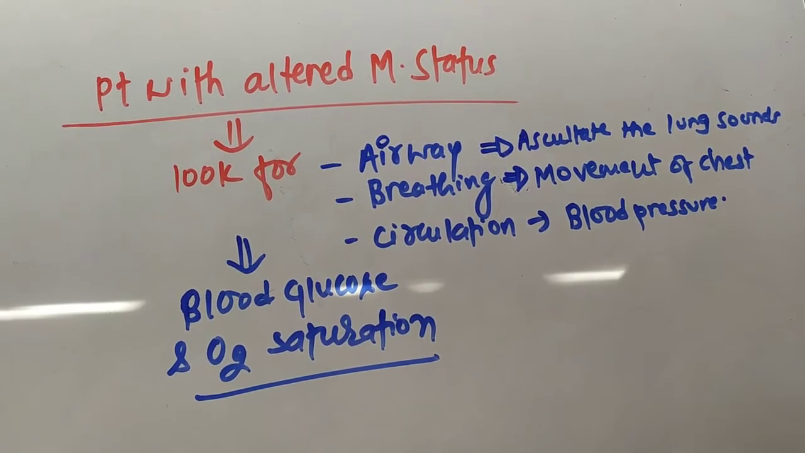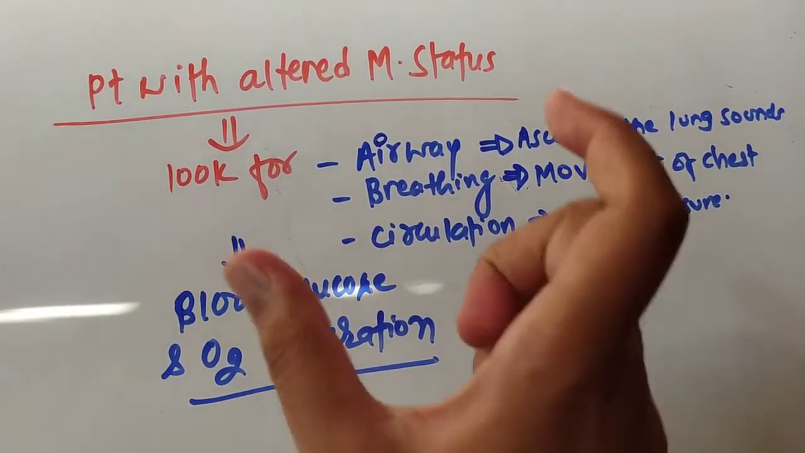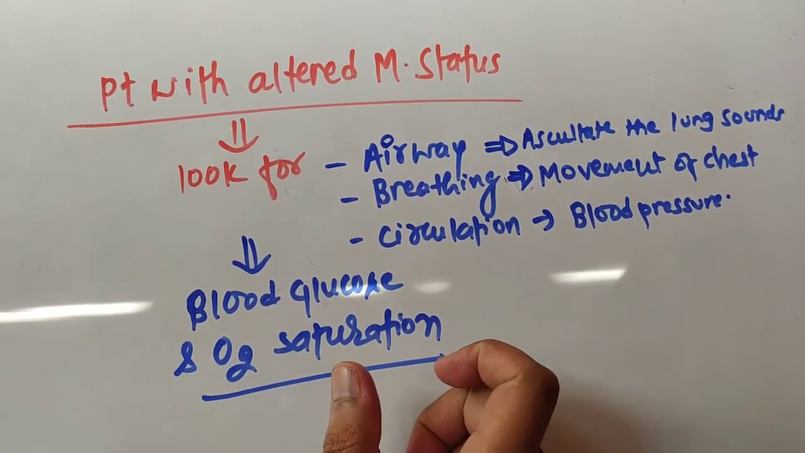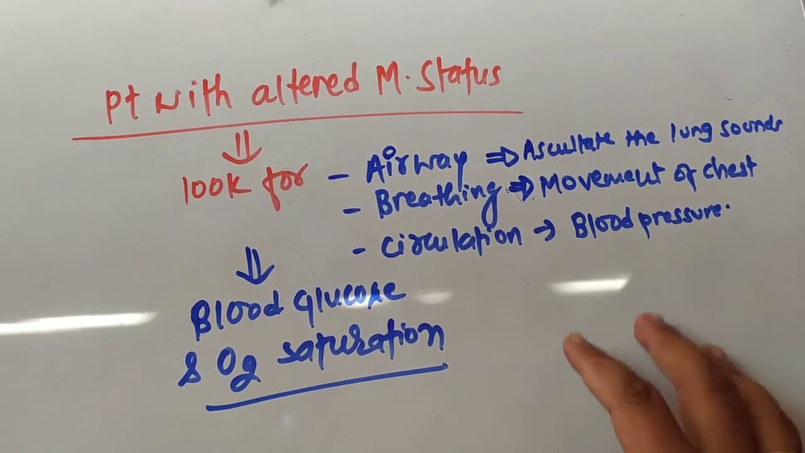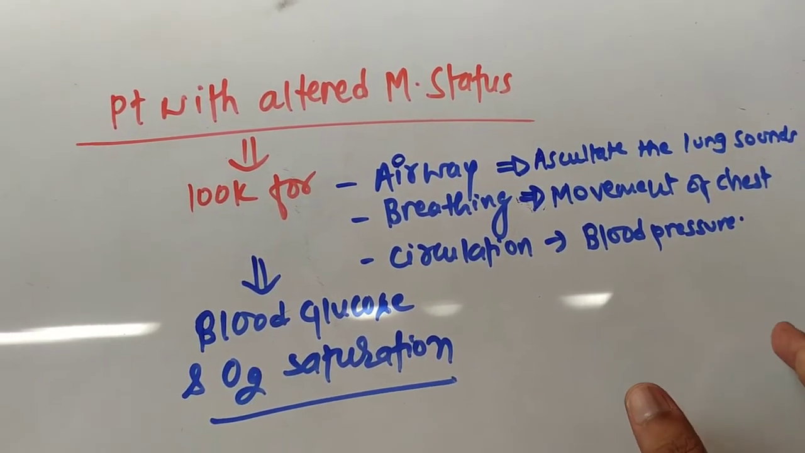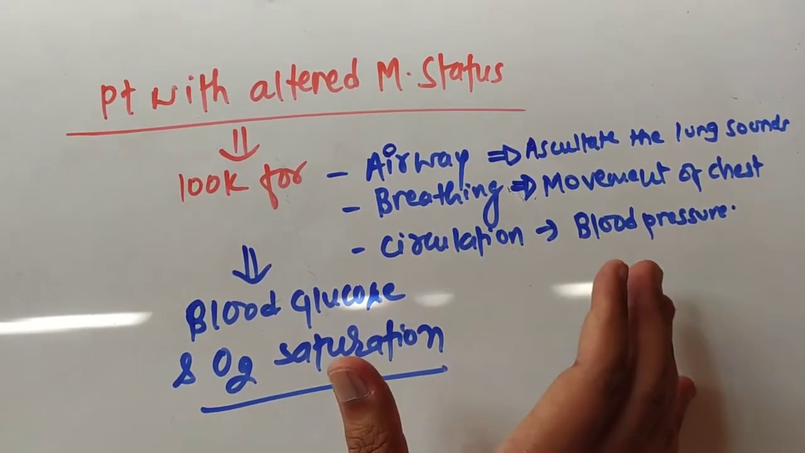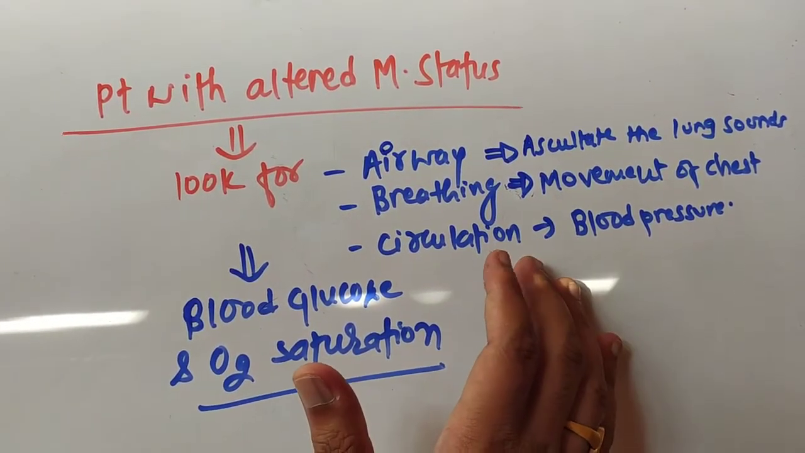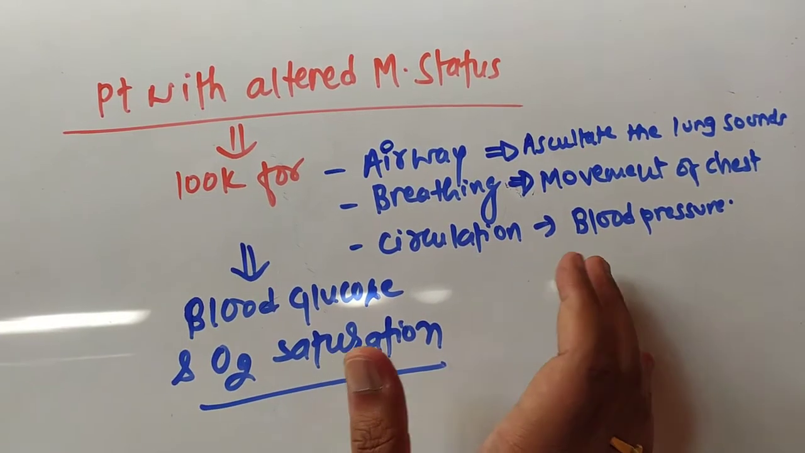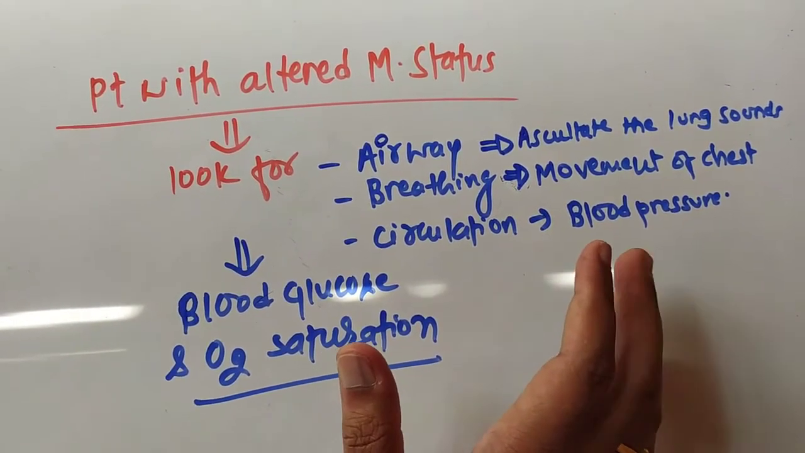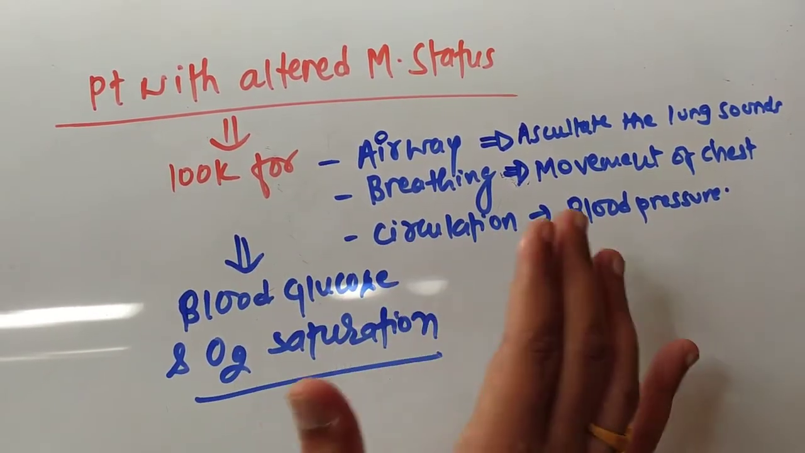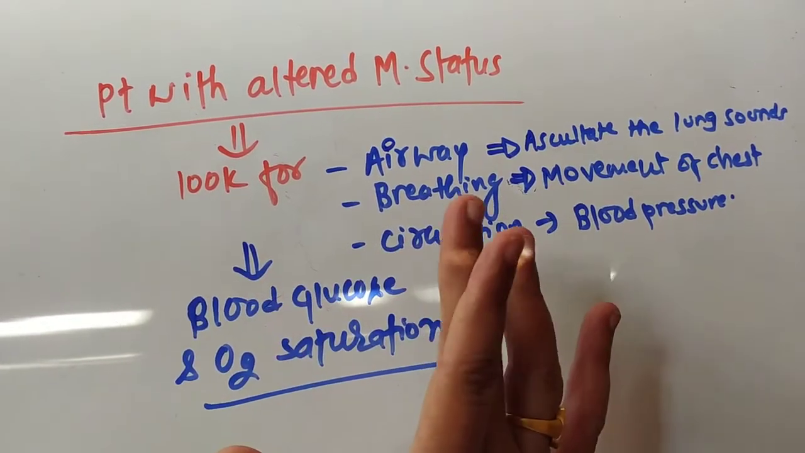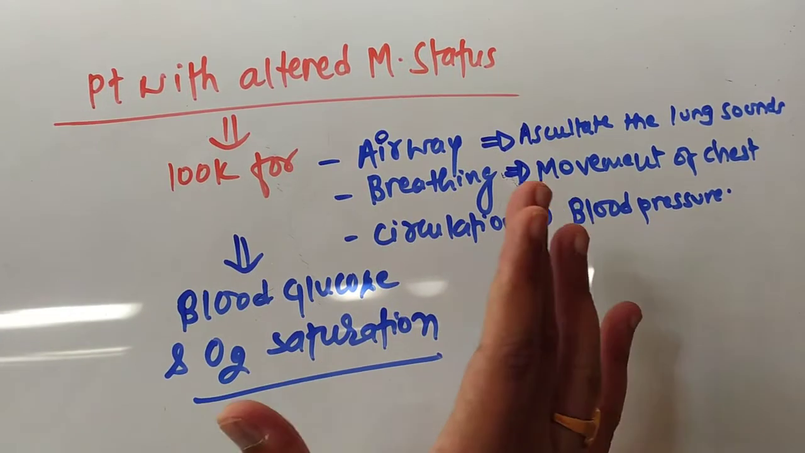So when a patient with an altered mental status comes to you at the emergency department, in any emergency condition we will always go for the ABC, that is airway, breathing, circulation. See whether the airway is correct or not. You will auscultate the lung sounds, to check whether they are present or not. If the sound of the incoming air and the outgoing exhalation and inspiration is okay, then the airway is okay.